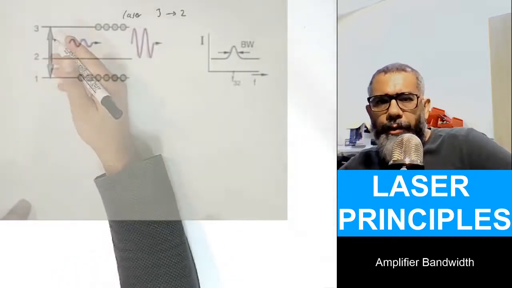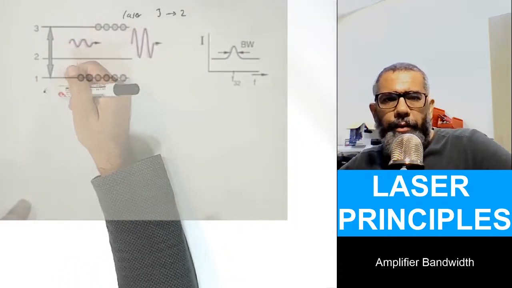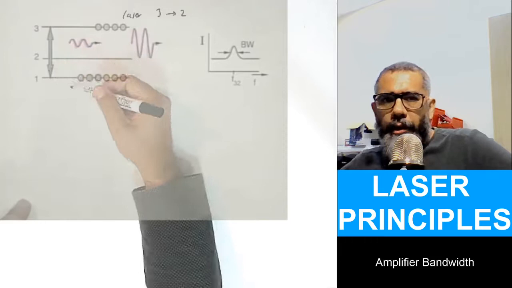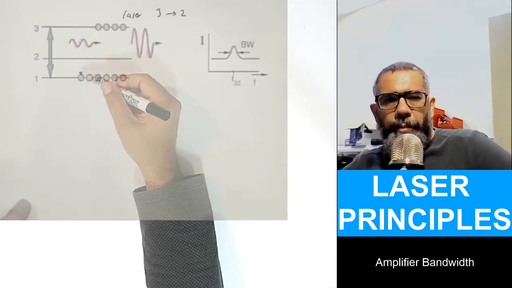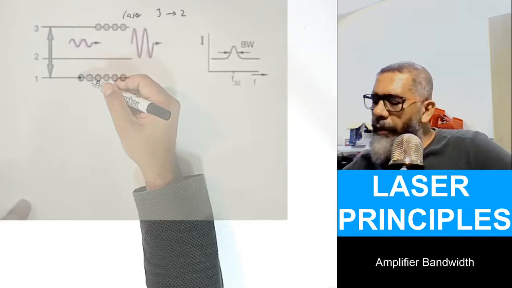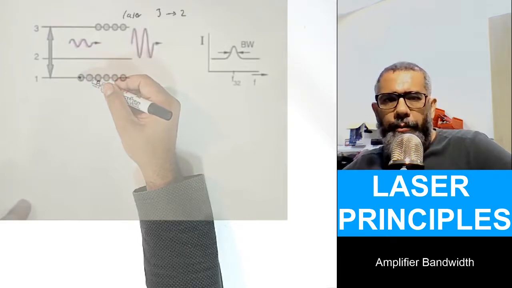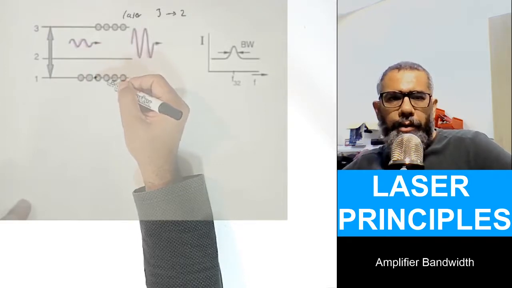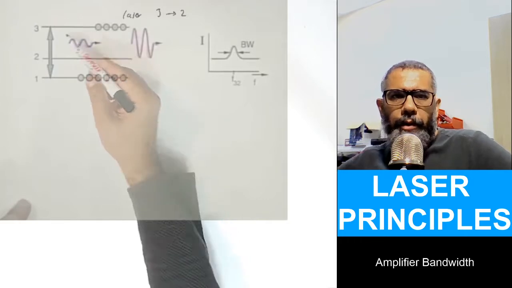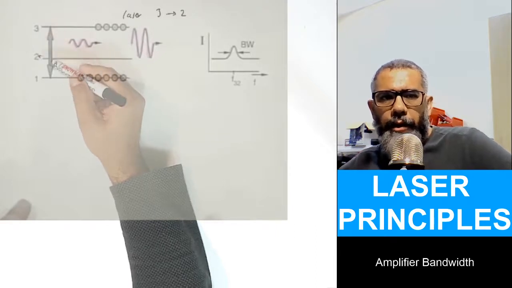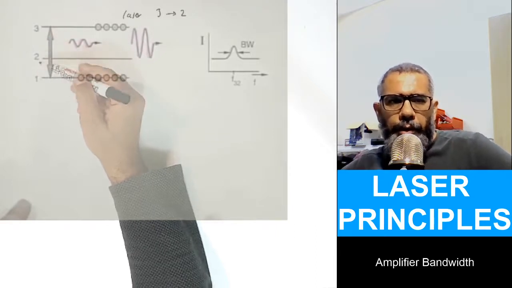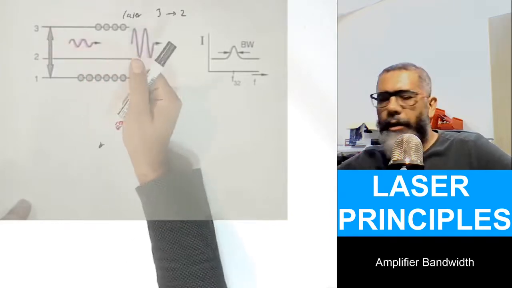So what you do for this, of course, first you pump the laser, you pump the gain medium or the amplifier, so that its ground state electrons jump to this excited level 3, the second excited state. Let me talk about this. 1 is the ground state, 2 is the first excited state, and 3 is the second excited state.